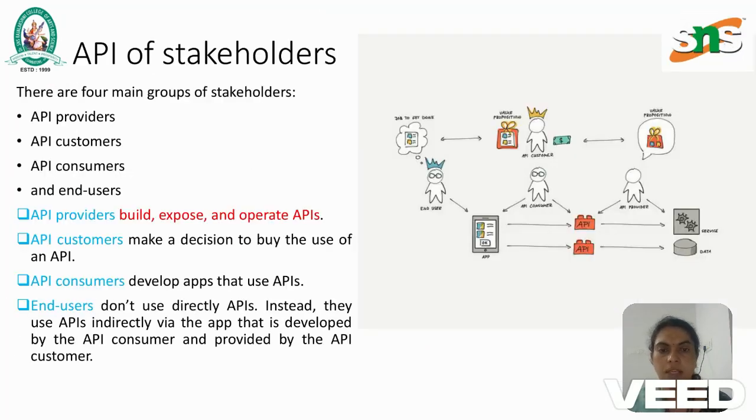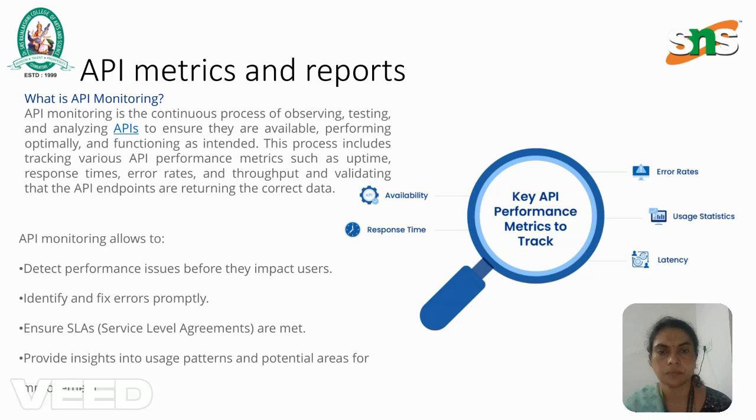Next, the API stakeholders are the API providers, API customers, API consumers, and the end users. API providers build, expose, and operate APIs, whereas API customers make a decision to buy the use of an API, and API consumers develop apps that use the API. End users don't use the API directly; instead they use the API indirectly via the applications that are developed by API consumers and provided by the API customer.